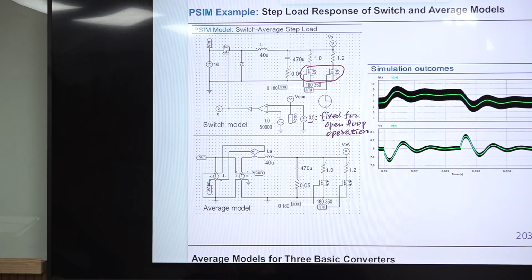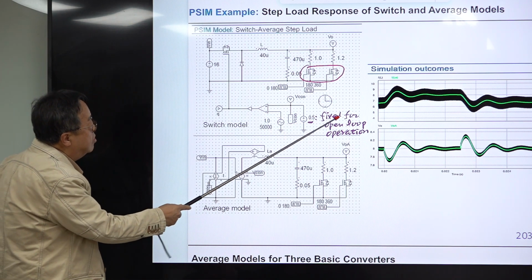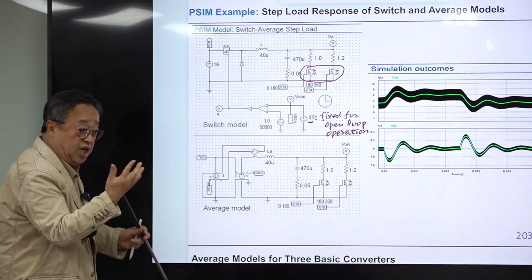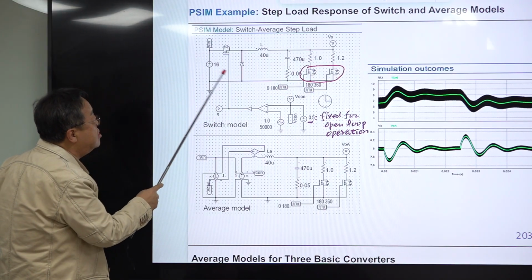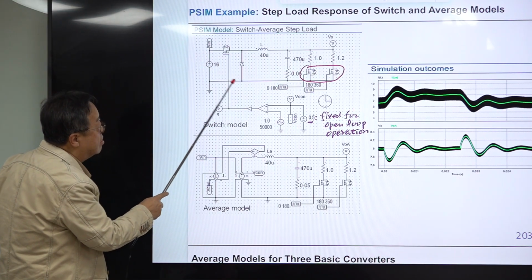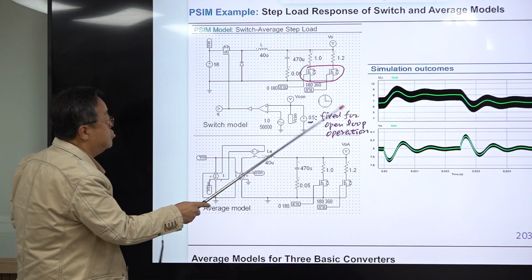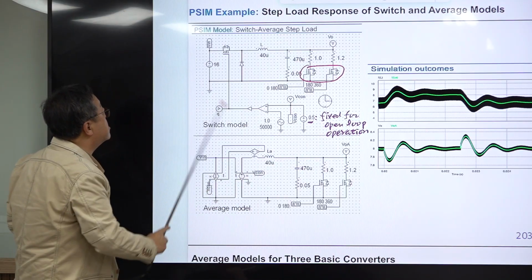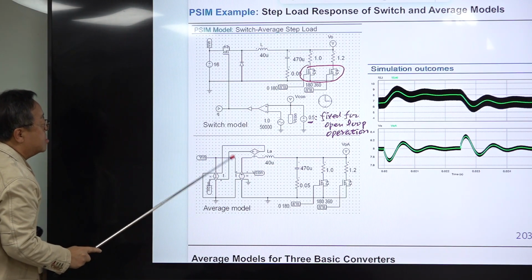All right, this is another example. In here, D is fixed at 0.5. I'm assuming this is open loop operation, so D is not perturbed. Only this one is changed, a step change. I didn't show this before. This is a step change, right? Due to the step change, this black one is the switch model, not the average model.